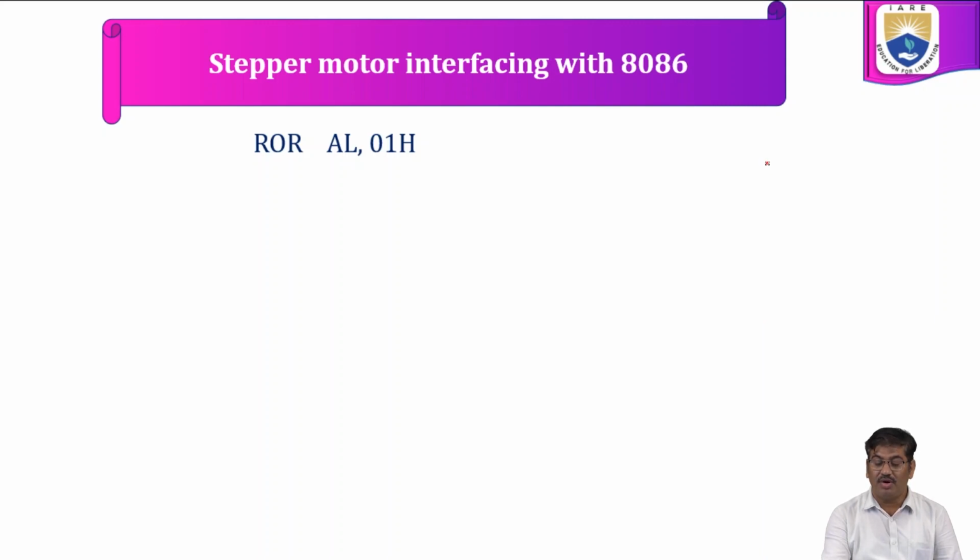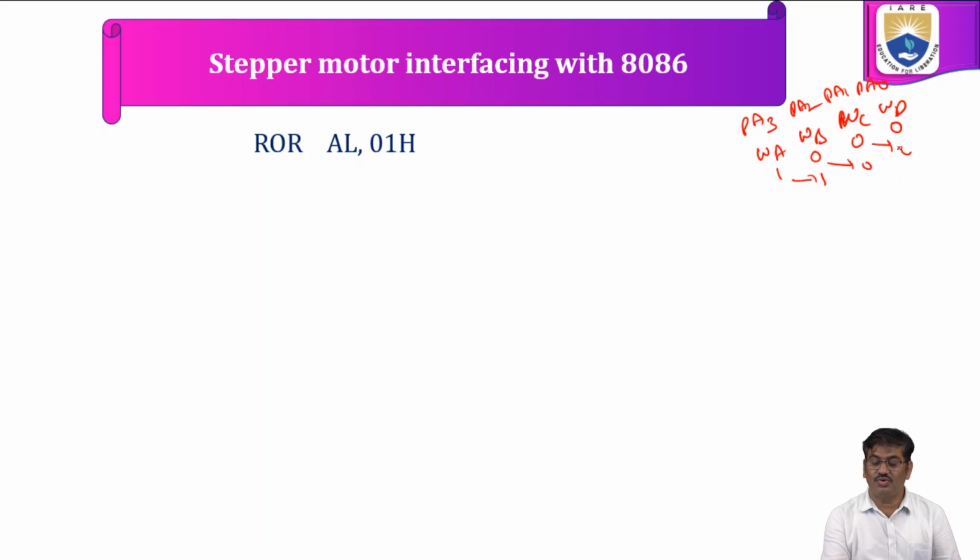It depends upon how we are connected. So winding A, winding B, winding C, winding D. Here it is connected to port A3, port A2, port A1, port A0. So first we have sent the 8. Next I want to excite winding B. So these bits we have to shift towards the right side. For that purpose we will use ROR AL, 01H.